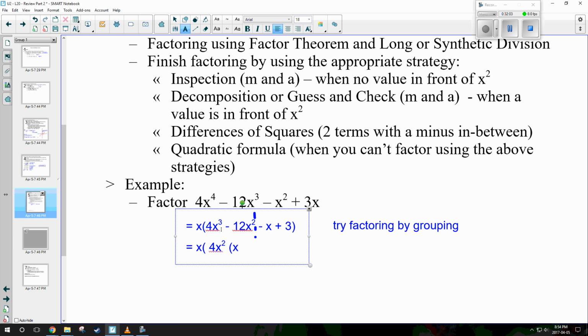And remember, you can think about that as x cubed has 3 x's in it, and x squared has 2 x's in it, so we're taking 2 out of the 3, so we're only left with 1 x. For our second term here, negative 12 divided by 4 gives us negative 3. And then because this is x squared and we're taking out an x squared, we don't have any x's left, so it's just x minus 3.